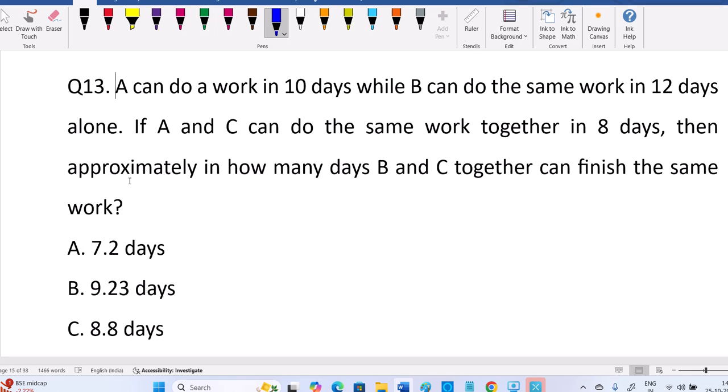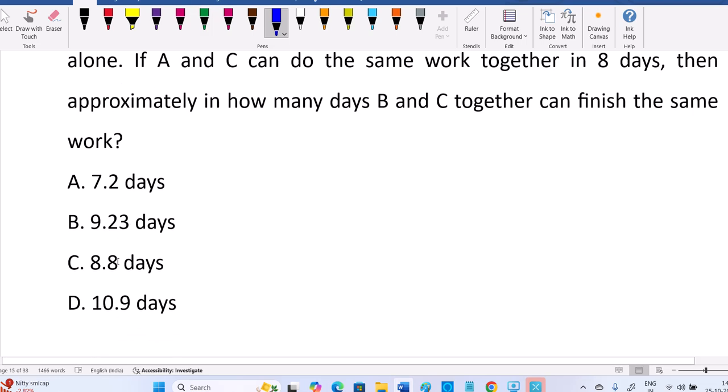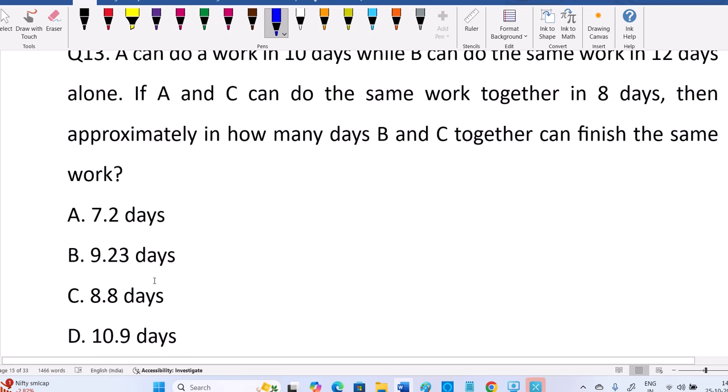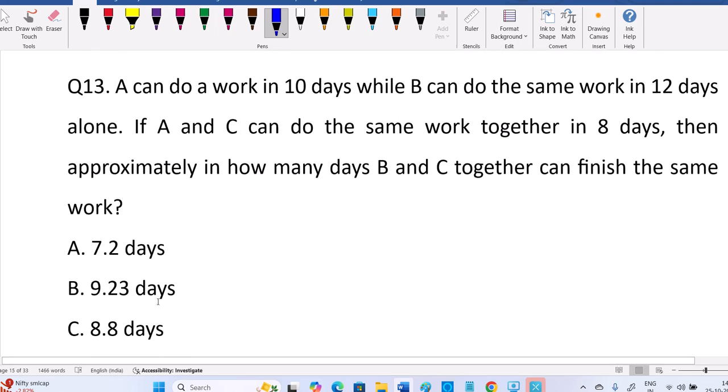Again, good question this is. Approximately, options are 7.2, 9.2, 10.1. You can do approximation; one is in 7, one is in 9, one is in 8, one is in 10 point something, 10.9 or 11. Good question actually, because A alone 10 days, B alone 12, A and C together 8. Now the question is B and C together.